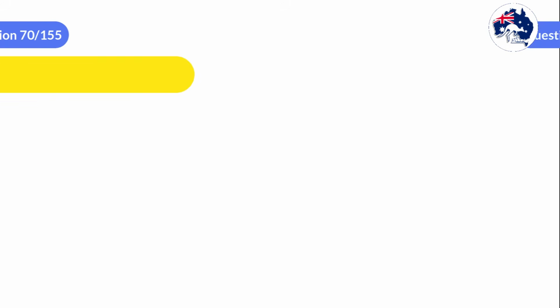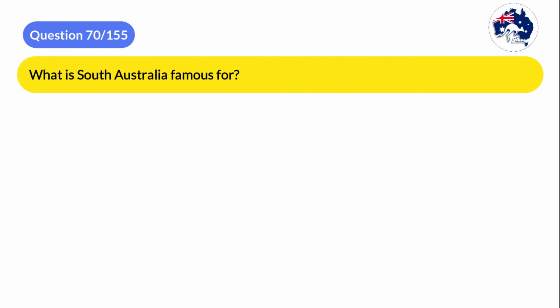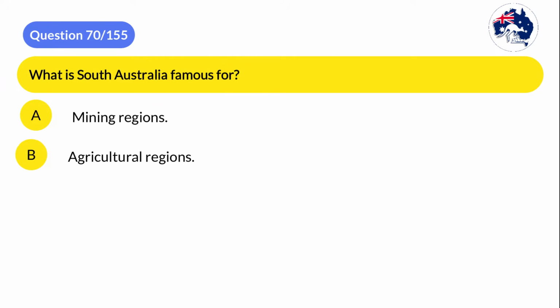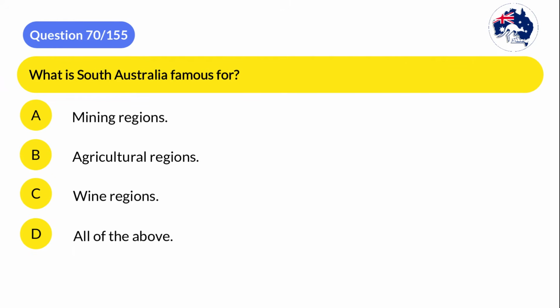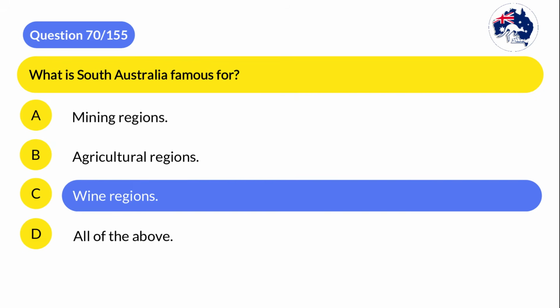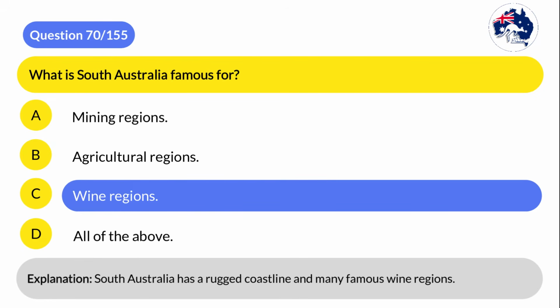Question 70. What is South Australia famous for? A. Mining regions. B. Agricultural regions. C. Wine regions. D. All of the above. The correct answer is C. Wine regions. Explanation: South Australia has a rugged coastline and many famous wine regions.